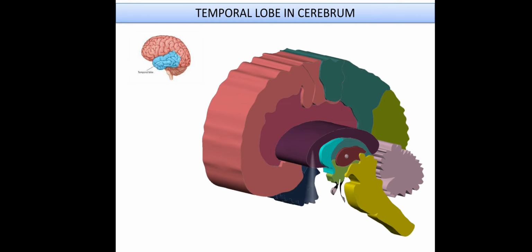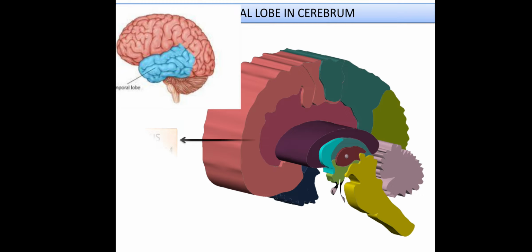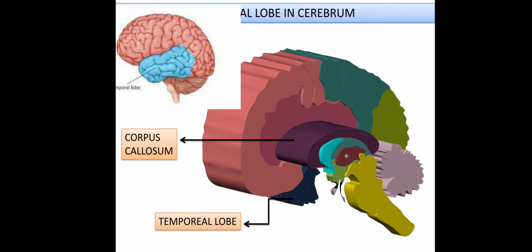Moving on to the temporal lobe. The temporal lobe is situated at both sides of the brain and it is the home of the limbic system structures, including the amygdala and hippocampus. These lobes organize sensory input and aid in auditory perception.